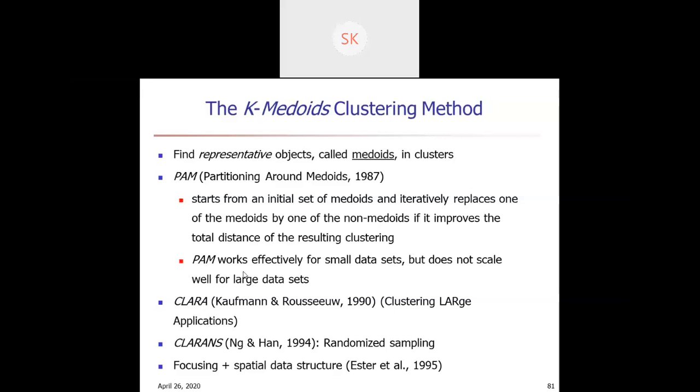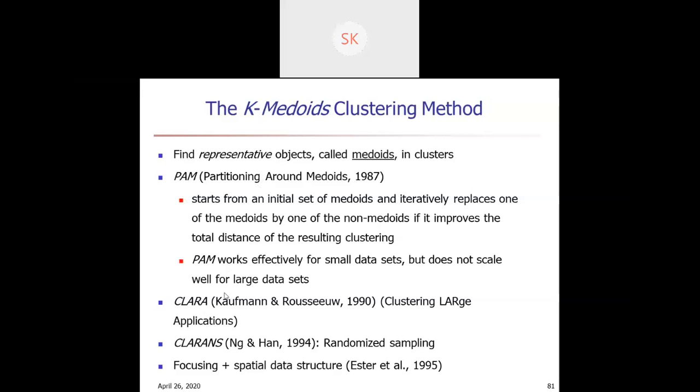So partitioning around medoids works effectively for small data sets but does not scale well for large data sets. That is one of the drawbacks. And obviously in machine learning we are dealing with large amounts of data. So again, these are k-means and k-medoids.